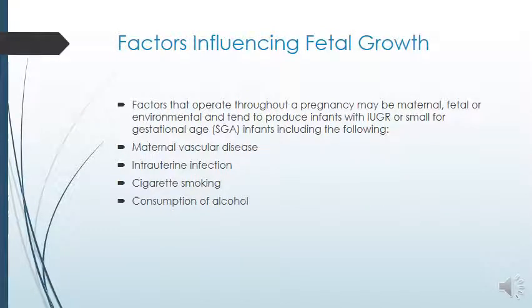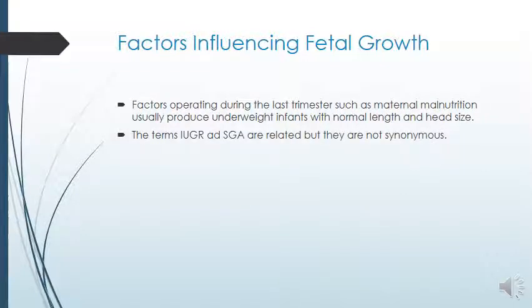Some of the factors influencing fetal growth are factors that operate throughout the pregnancy, and these can be maternal, fetal, or environmental. When this occurs, it tends to produce infants with IUGR or small for gestational age, including the following: maternal vascular disease, intrauterine infection, cigarette smoking, and consumption of alcohol. Factors that only operate during the last trimester, such as maternal malnutrition, usually produce underweight infants with normal length and head size. The terms IUGR and SGA are related, but they are not synonymous.